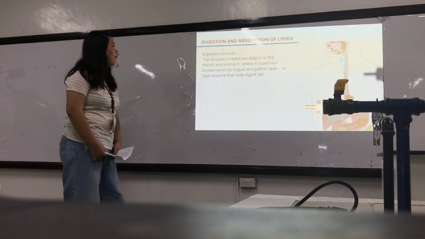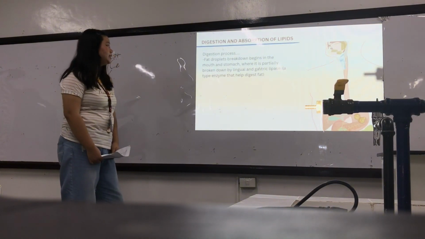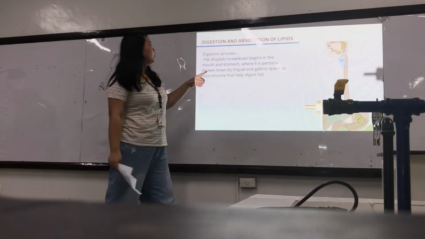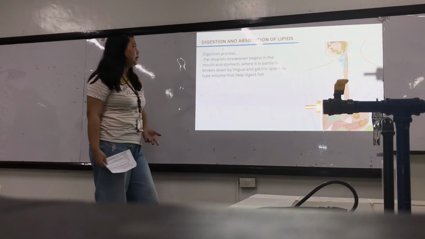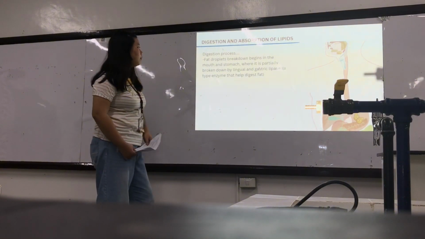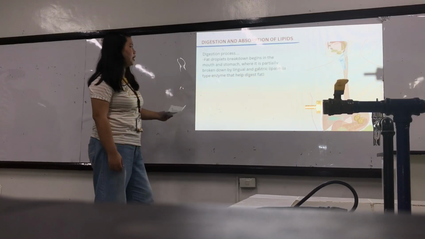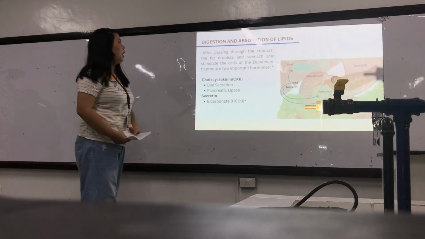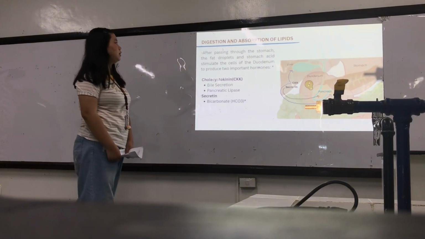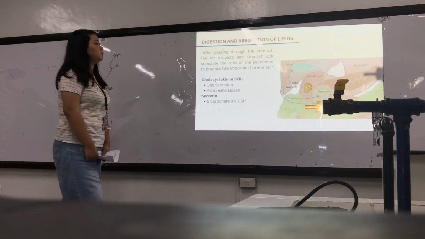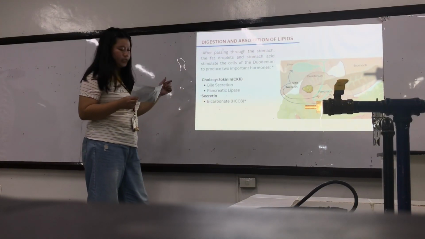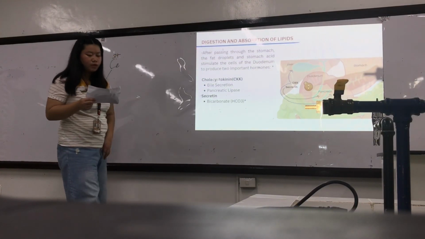Digestion process. Fat droplet breakdown begins in the mouth and stomach, where it is partially broken down by lingual and gastric lipases, a type of enzyme that helps digest fat. After passing through the stomach, the fat droplets and stomach acid stimulate the cells of the duodenum to produce 2 important hormones, namely cholecystokinin or CCK and secretin.